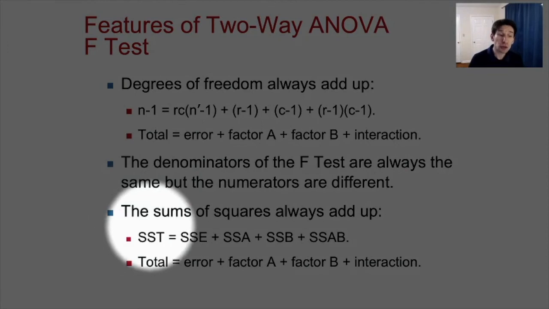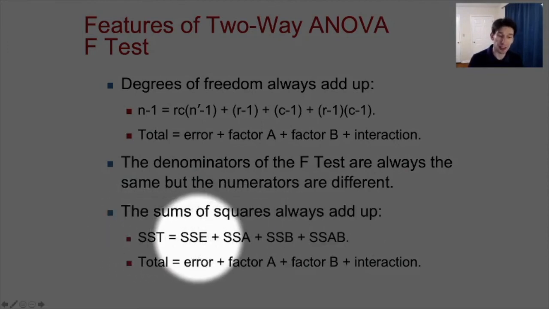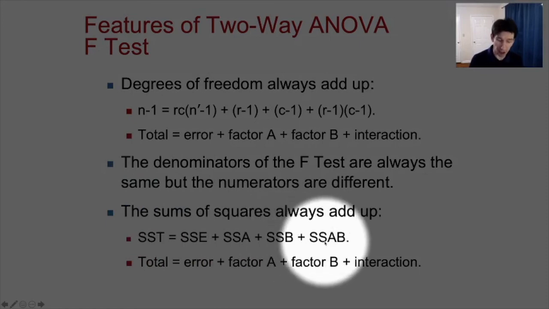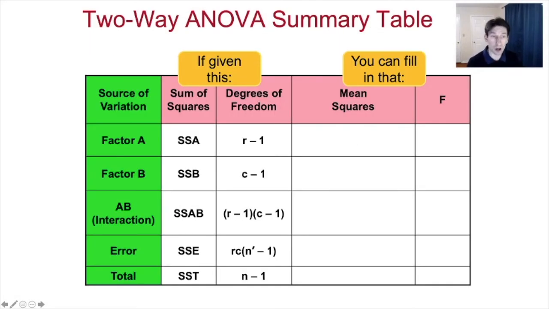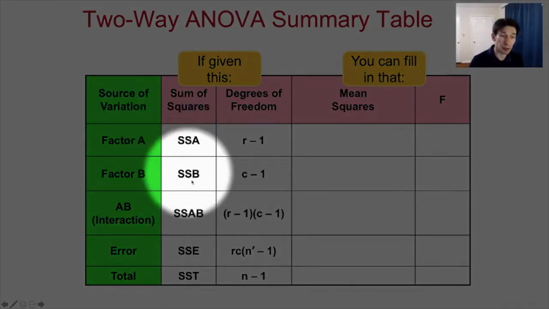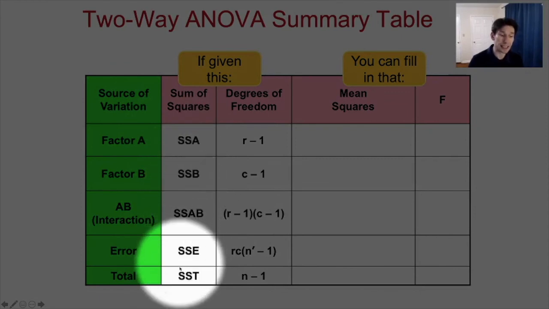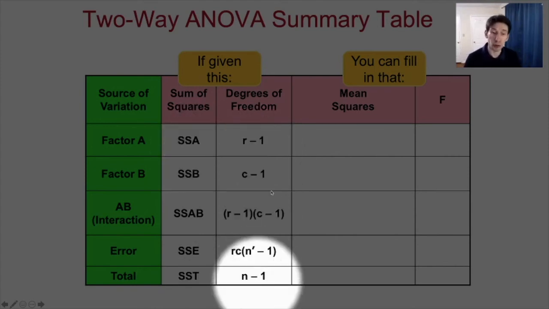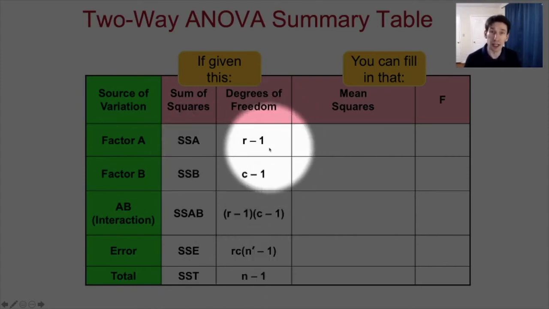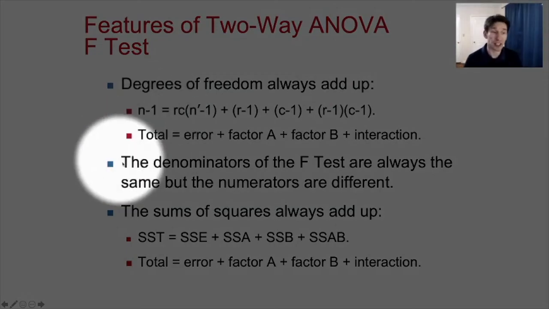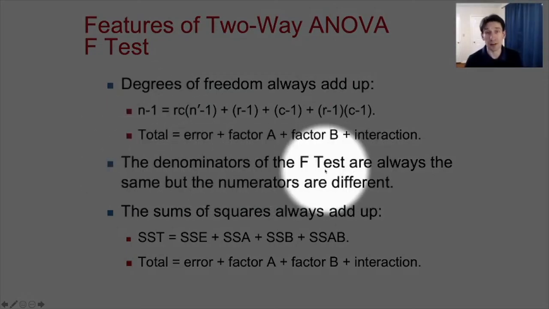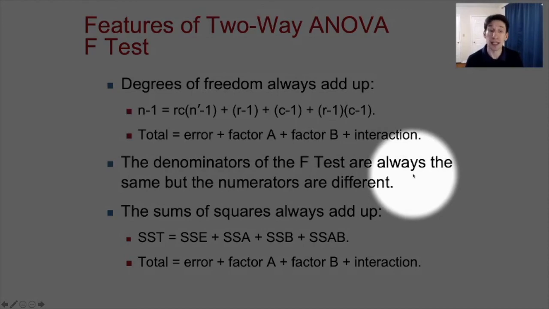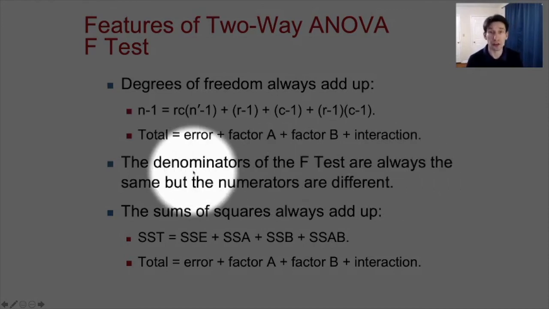Now the same is true of the sum of squares. The sum of squares total is always the SSE plus SSA plus SSB plus SSAB. Again, you see that in the column right here, this plus this plus this plus that is equal to that, which means that if one of these terms is missing, you should be able to fill it out. And again, in that F-test column, the denominators of the F-test are always the same. They're always the MSE, but the numerators are different.